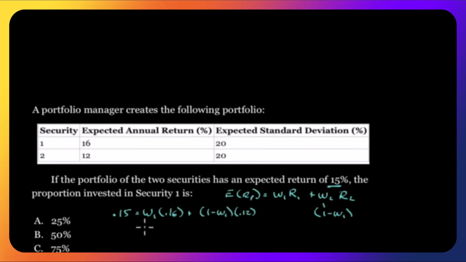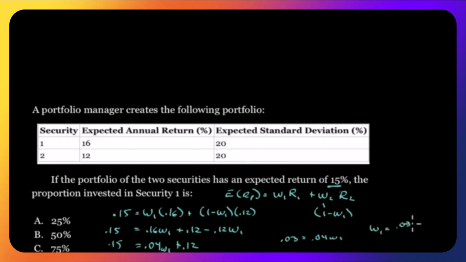And if we expand this out in here, we'll get 0.16 W1 plus 0.12 minus 0.12 W1 is equal to 0.15. 0.16 W1 minus 0.12 W1 is 0.04 W1 plus 0.12, and this is 0.15. Bring that over to the other side. We'll have 0.03 is equal to 0.04 W1. That means W1 must equal 0.03 over 0.04, which is 0.75, or 75%. W1 must be 75%.